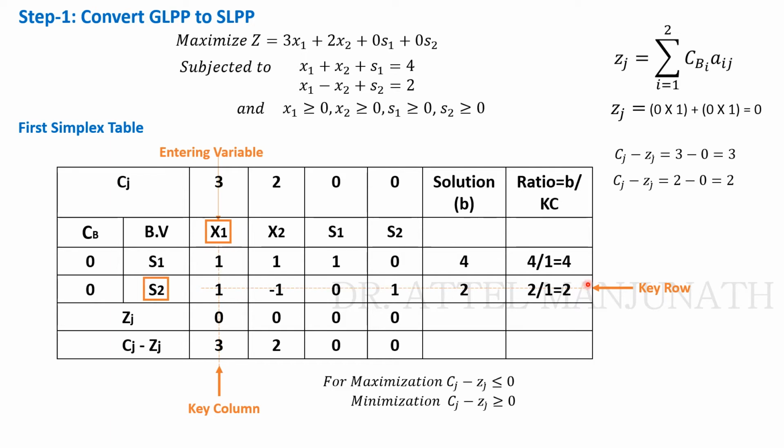So this becomes the key row here, and the intersection of these two becomes the key element, and this variable becomes the leaving variable for the next iteration. This is called the leaving variable for the next iteration, and the intersecting element is called the key element, and this key element will be considered for evaluating the next simplex table. So here the key element is 1 in this problem.